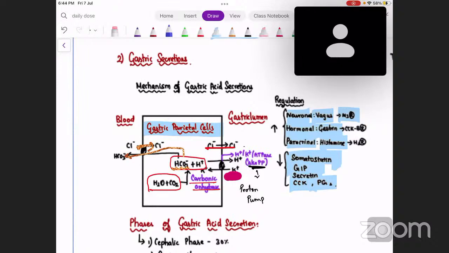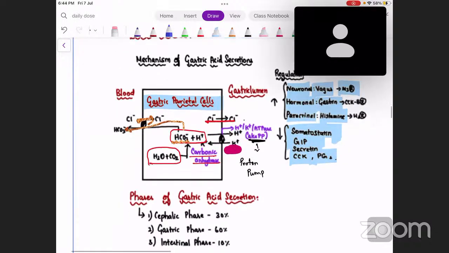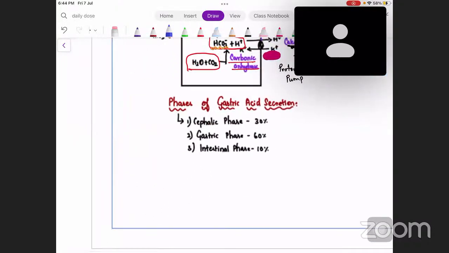So the vagus nerve stimulates gastric acid secretion through the M3 receptor, gastrin stimulates it, and histamine stimulates it. The substances which inhibit gastric acid secretion are somatostatin, GIP, secretin, CCK, and prostaglandins. Now, what are the phases of gastric acid secretion, and which phase secretes more? It secretes more in the gastric phase, which contributes 60% of your gastric acid. The 3 phases are cephalic, gastric, and intestinal.